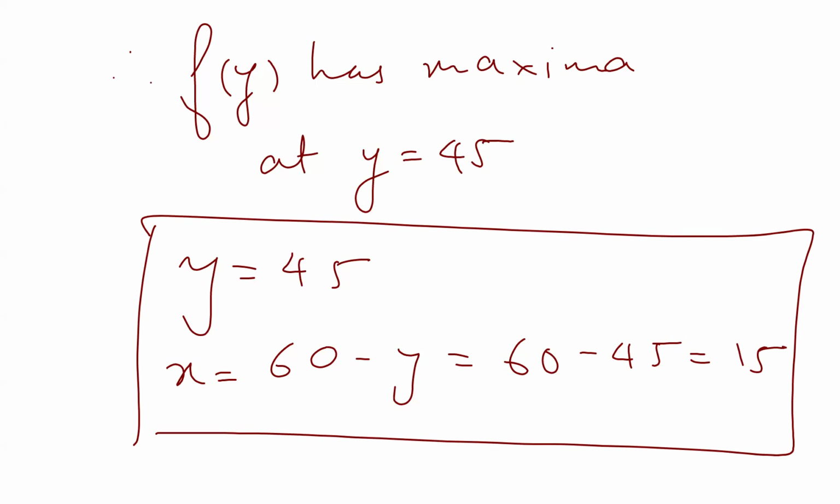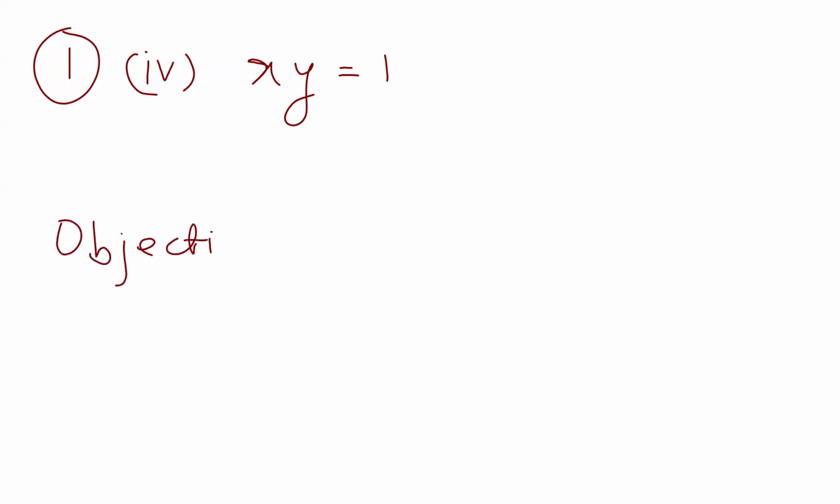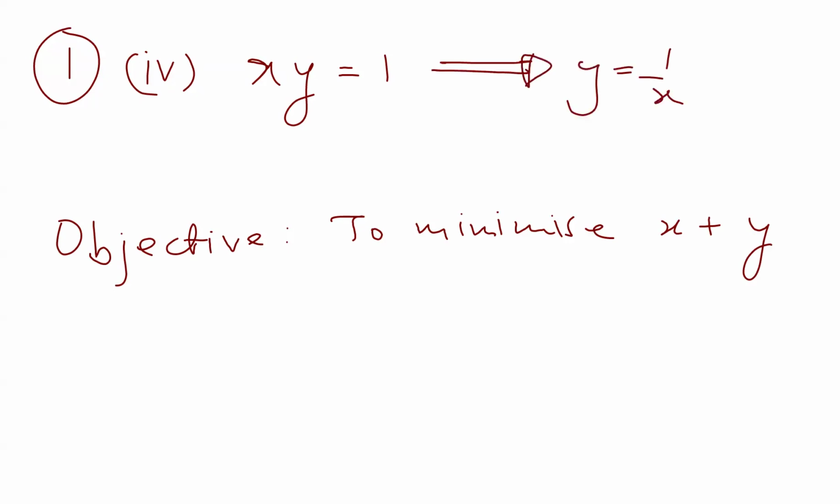Question number 1, sub question 4. Given x into y is equal to 1 and x is greater than 0, x is positive. So the objective, always write down the objective of the problem, is to minimize the value of x plus y. Here you can write x in terms of y or y in terms of x. Anything is okay. So I'll write y is equal to 1 upon x. You can also write x is equal to 1 upon y.